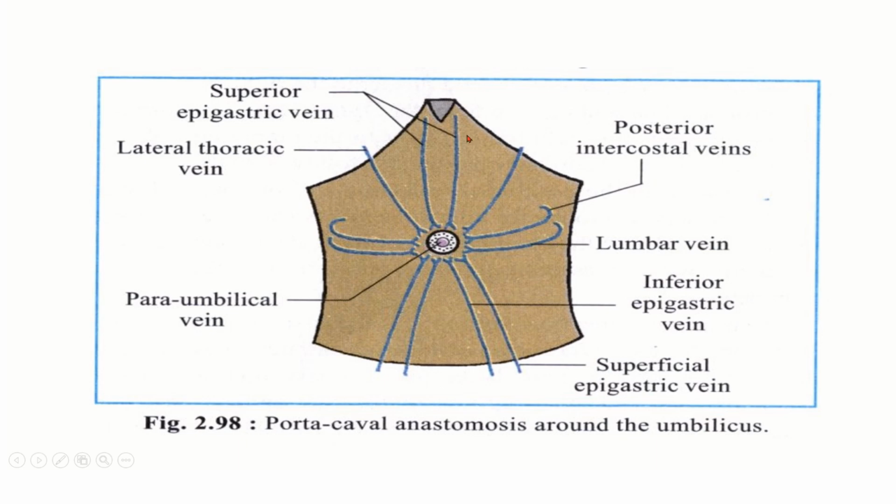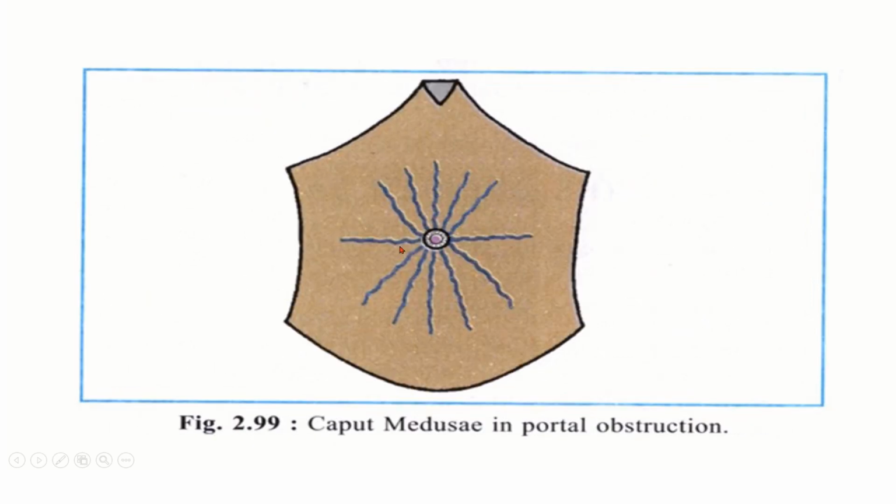You can see here, from above, this is the superior epigastric vein, and here this is the lateral thoracic vein, and from the sides the posterior intercostal vein and the lumbar vein, and from below the inferior epigastric vein and superficial epigastric vein. So ultimately, portal hypertension results in caput medusae around the umbilicus, like the spokes of a wheel.